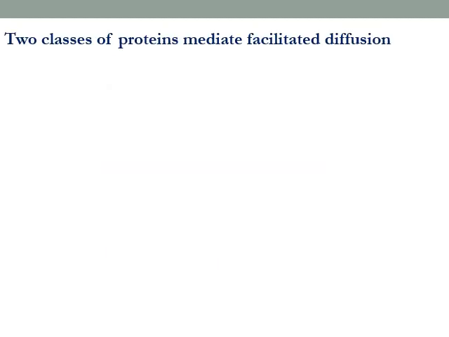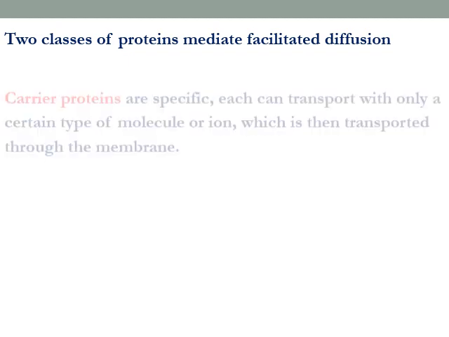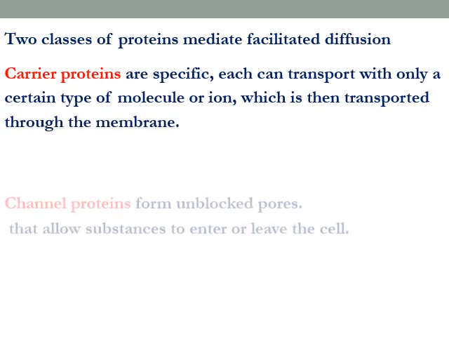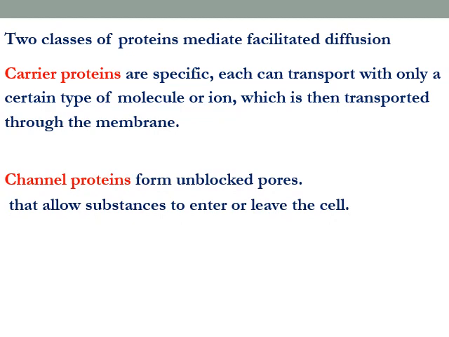There are two classes of proteins that mediate facilitated diffusion: carrier proteins and channel proteins. The carrier proteins are specific. That means each protein can transport only a certain type of molecule or ion, which is then transported through the membrane.